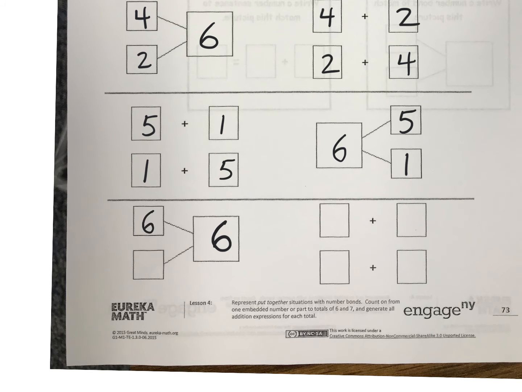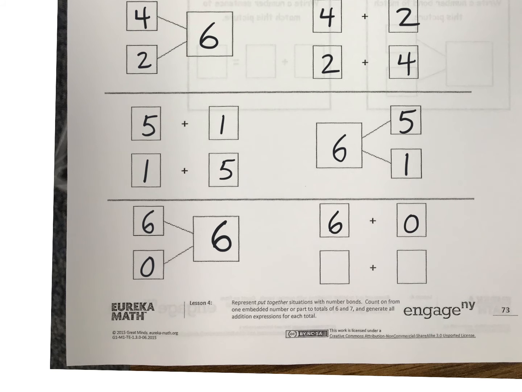And how many did we move over here? 5. How many do I move over here? How many apples do you see over here? 0. Okay. 6 plus 0. So my addition expression right here is my two parts. We're adding them together. 6 plus 0.